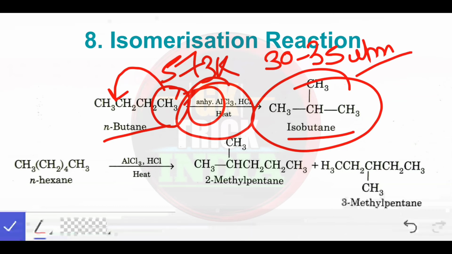The process of isomerization has been of immense use in the petroleum industry for raising the octane number of petroleum fraction.